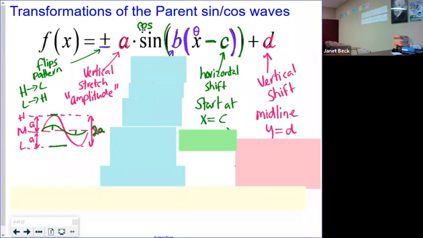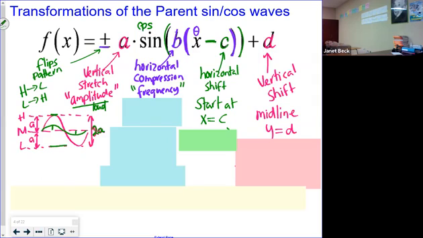Okay. So the thing that's actually going to change the wavelength, that's going to change the period, is this b, which gives you horizontal compression. That will change your wavelength. It actually changes the frequency of your wave. If you're talking about music, that's going to change the pitch. Amplitude changes how loud. Frequency changes the pitch of the note.